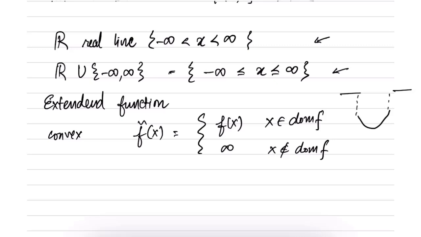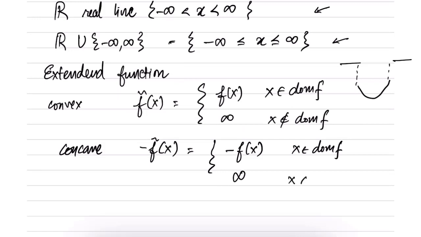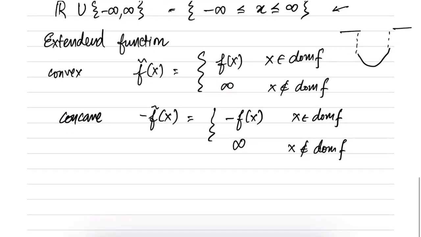Right? So it looks something like this. In a similar way, for concave functions, we define the extended function as minus f tilde of x taking value minus f of x for x in the domain of f, and infinity if x is not in the domain of f. So for a concave function, it is a similar definition except that I use minus f of x to define it. So for a concave function, the extension will take value minus infinity instead of infinity. So these are the extended function value definitions.